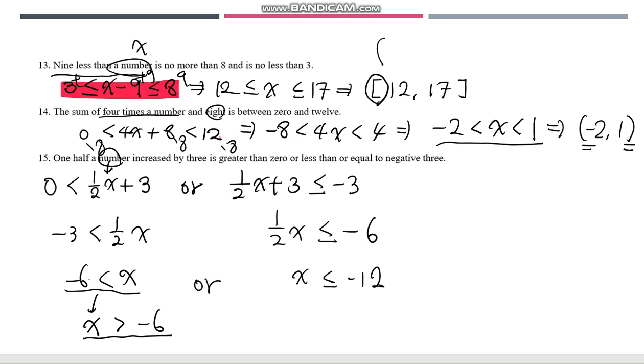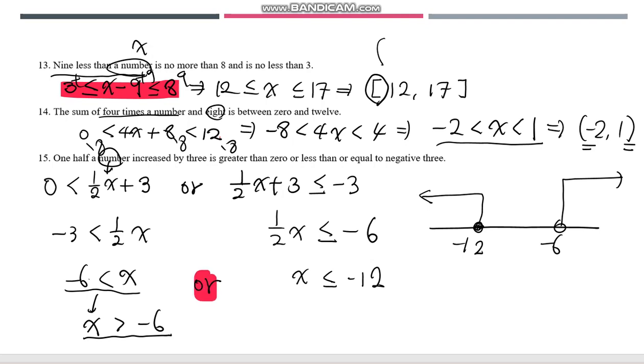Now they're connected with or. Now then you have negative 6 over here, and then negative 12 down here. It should be greater than negative 6, so it must be going this way, and x must be less than or equal to negative 12. Therefore, it must go this way. Now, since this is or, the answer is just these two areas.